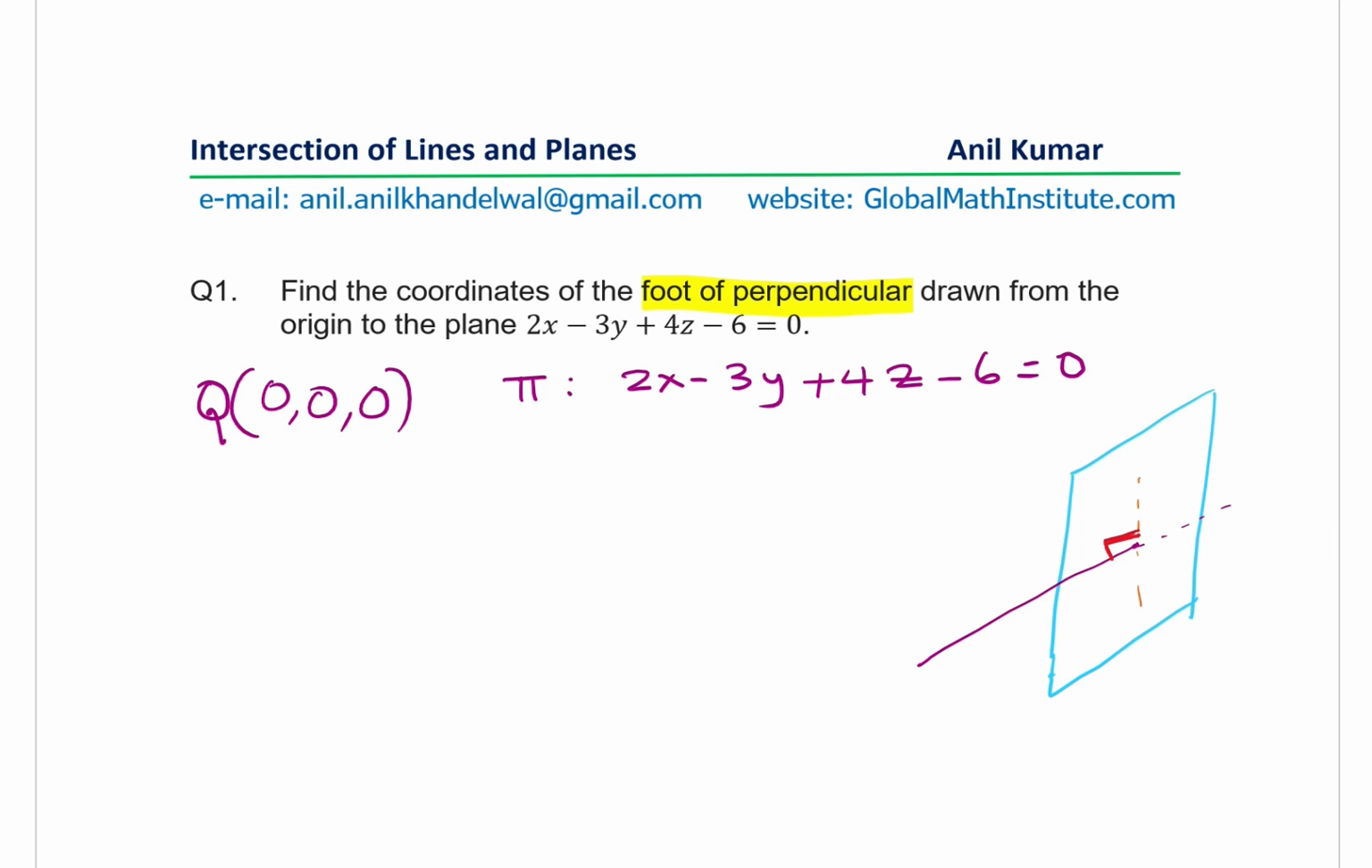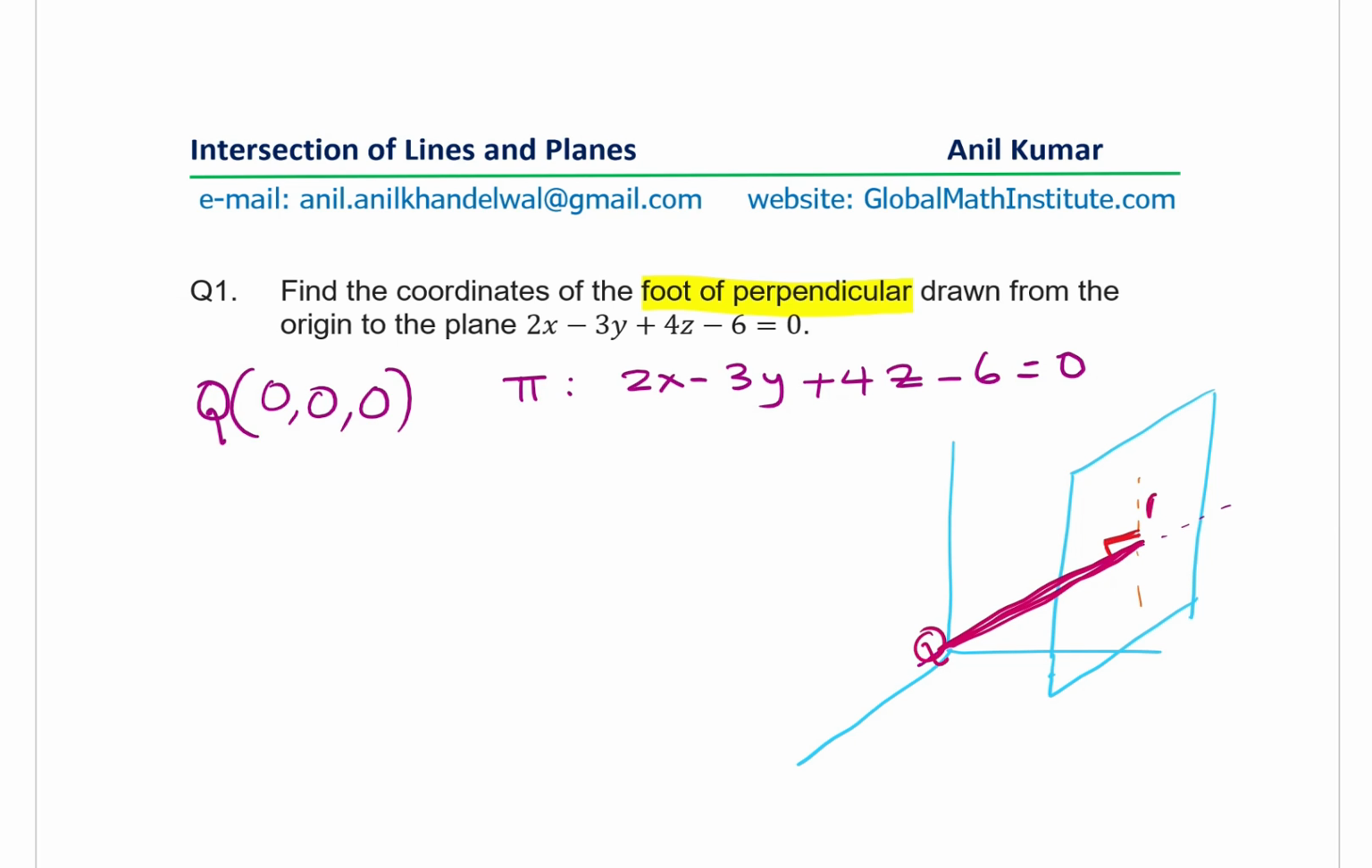Well, we could consider a plane here. Let's say this is the origin. From here we have drawn the normal to the plane, and we are calling this point Q. So how will you figure this out? Well, what is the equation of this line? Let's say the point here is P.